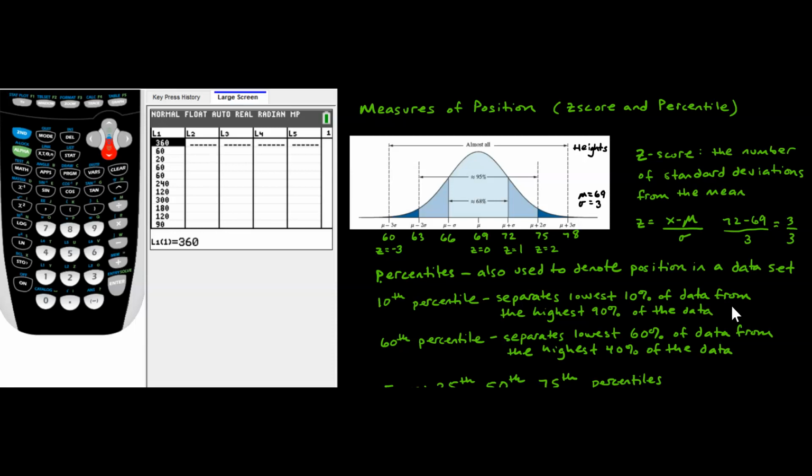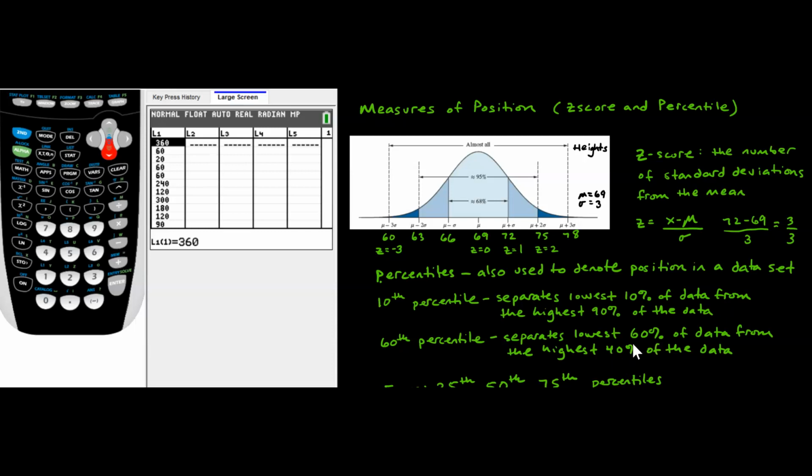They'll say you performed at the 10th percentile. And if you performed at the 10th percentile in a subject area, then that is saying that you did better than 10% of the people. So it's separating you from the lowest 10% of the people. But there's 90% of the people that performed higher than you. So the 10th percentile separates the lowest 10% from the higher 90%. Or maybe they said you're in the 60th percentile. The 60th percentile separates the lower 60% from the higher 40%.